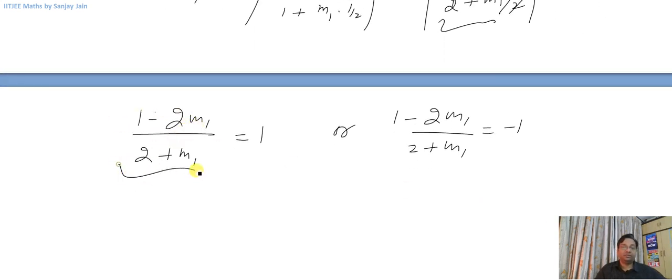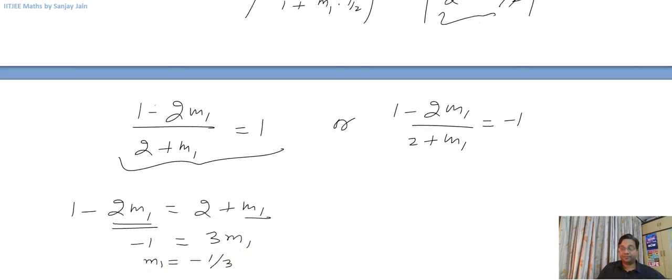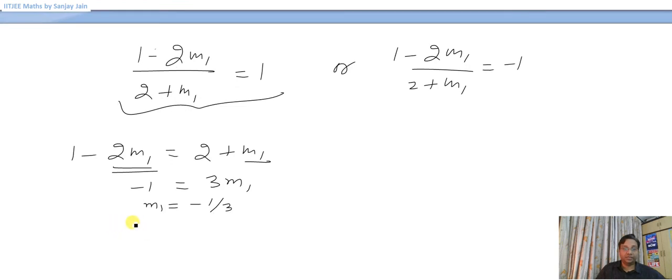So if I solve this expression here, it will give me 1 minus 2m1 equals 2 plus m1. Okay, so minus 2, if I bring it on the right hand side, will become 3m1 here, and this 2 goes on the left hand side, it will give me minus 1. So from here I can say m1 is equal to minus 1 by 3. So this is one of my answers.